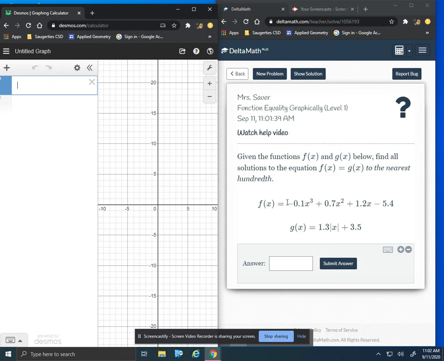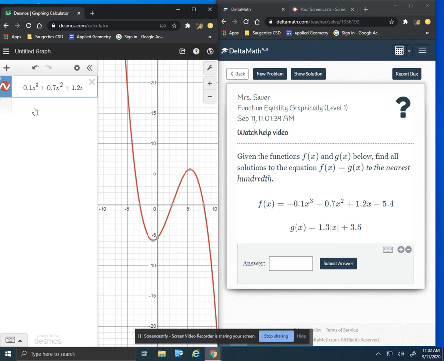So my first function f of x, we're going to put this in, is negative 0.1x, press shift 6 or that caret button for the cubed, plus 0.7x squared plus 1.2x minus 5.4. And then we're going to do another function. So you can click down by this number 2, 1.3. When you want absolute value here, you type in ABS, parentheses, x. So I'm typing in the second function plus 3.5.